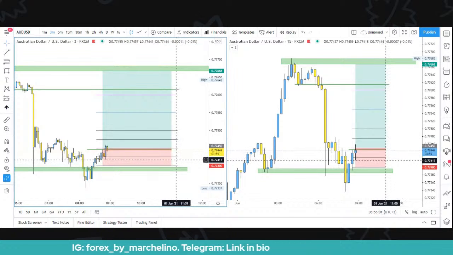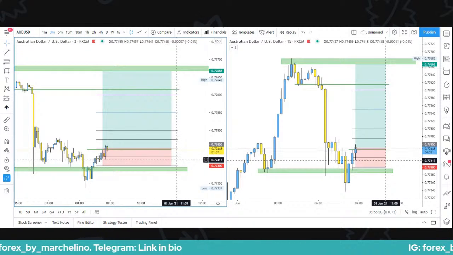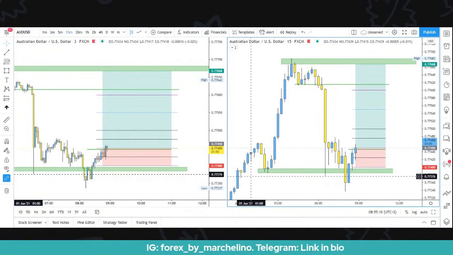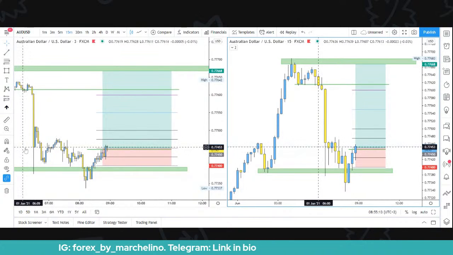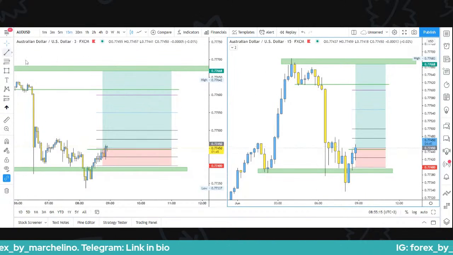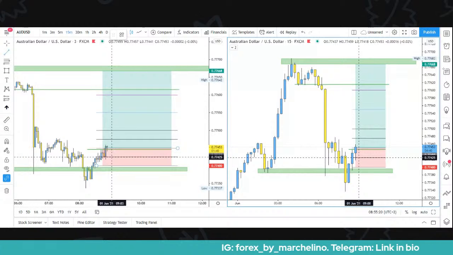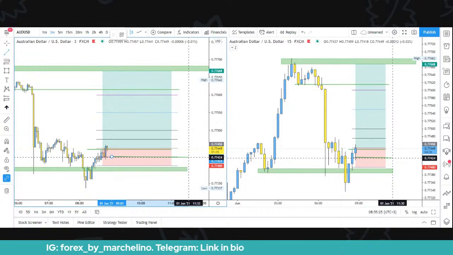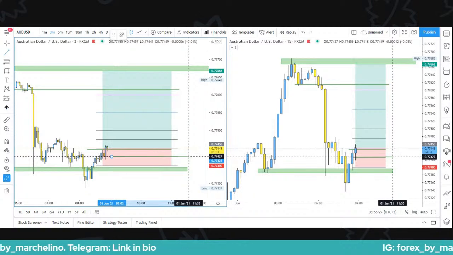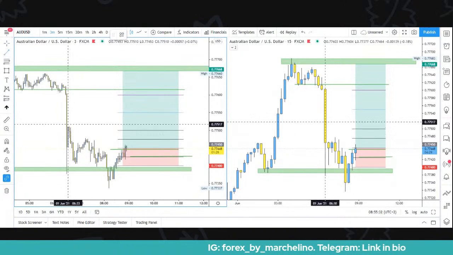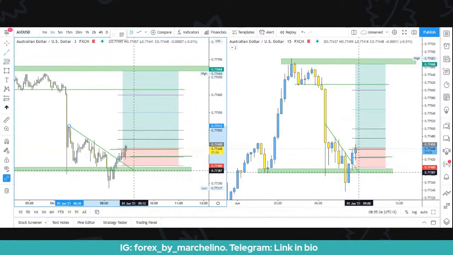So AUD is experiencing a bit of a drawdown now. 0.6 pips. Just remember, our stop loss is 5 pips, but our actual stop loss is 2.5 pips. So this right here is where we're closing. So remember what I told you guys.